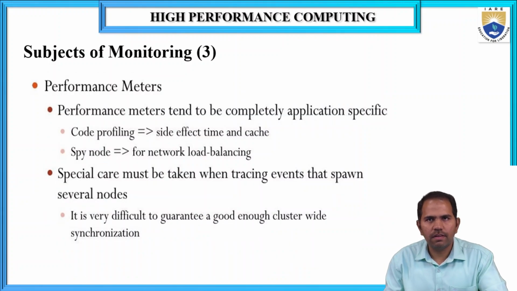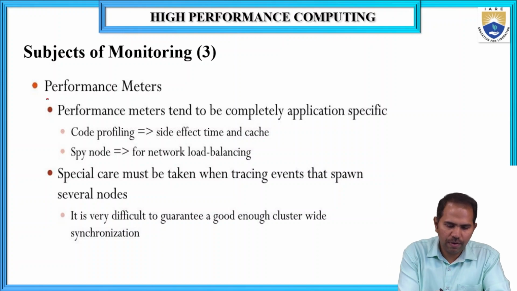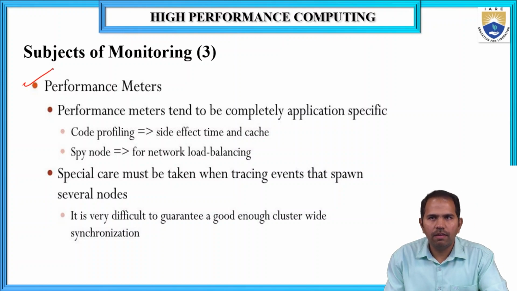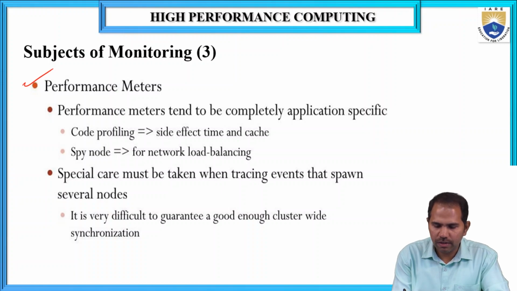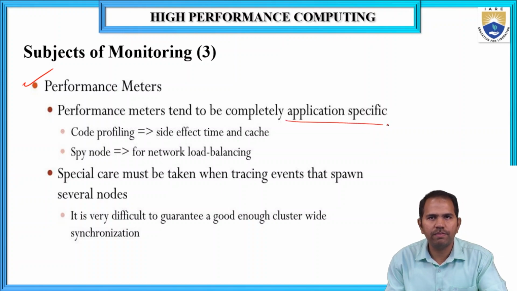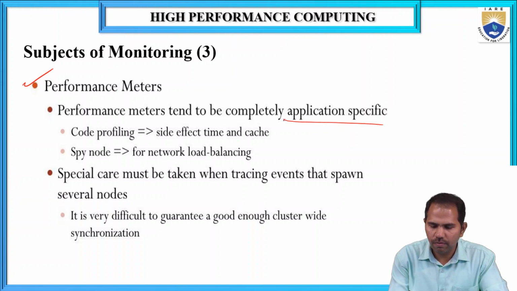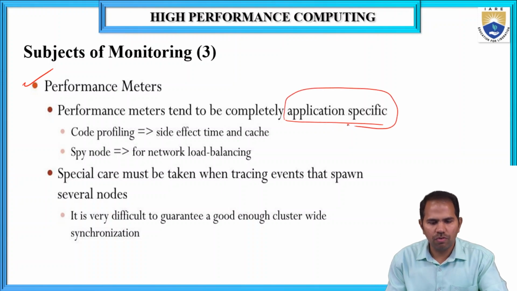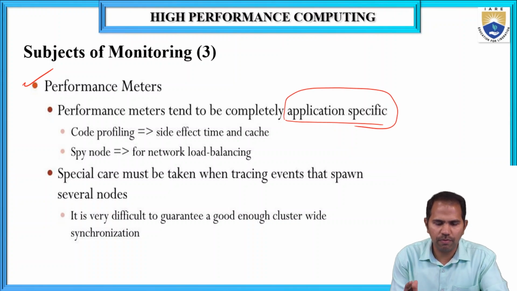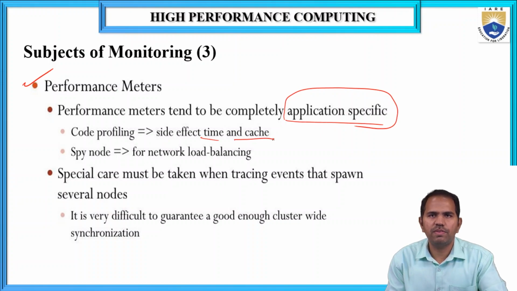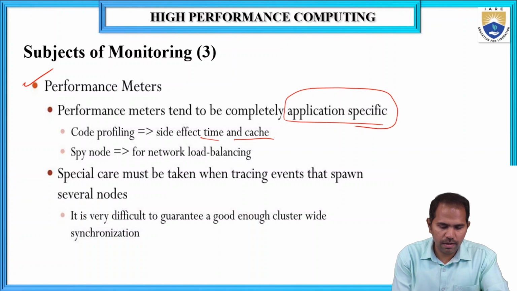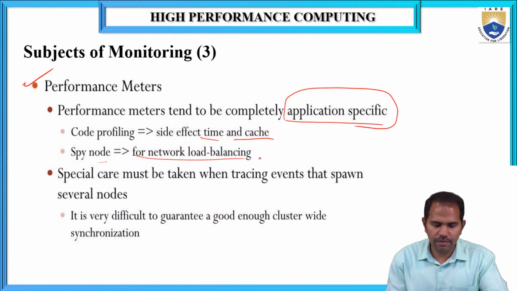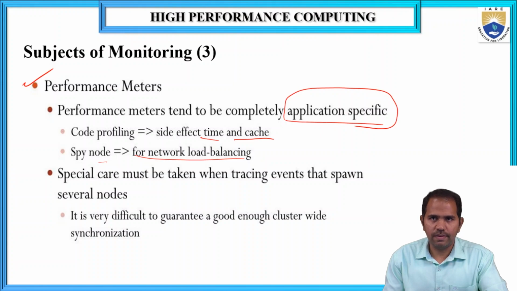Now the other thing is performance meters. The performance meters have to be application specific. These performance meters have to be specific to one particular application. So they have to be focused on two things: code profiling, which has to be a side effect with time and cache memories, and spy node. The spy node has to be maintained for network load balance.